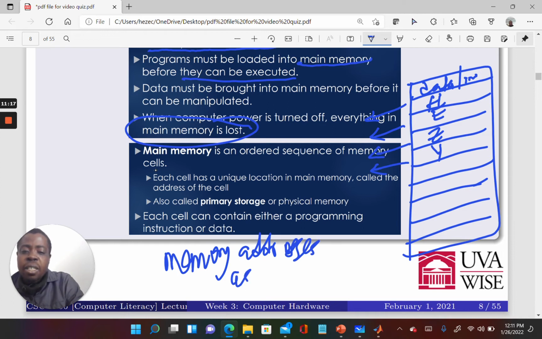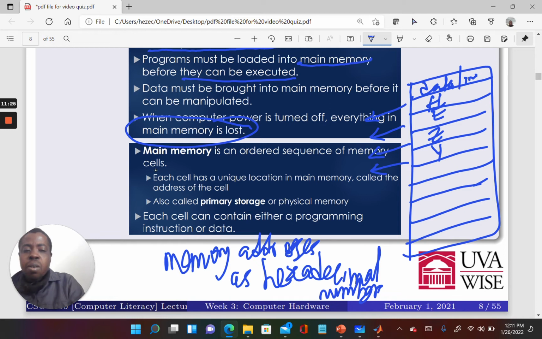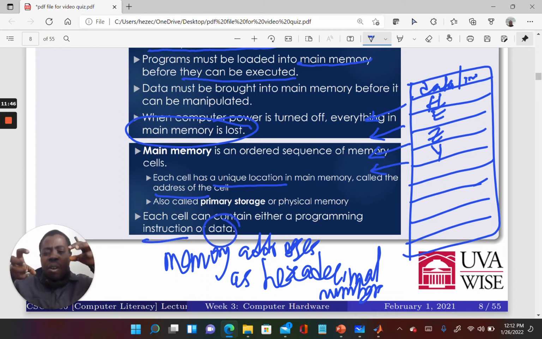Memory addresses are expressed as hexadecimal numbers. Once again, hexadecimal is base 16. I will show you more about that later on, okay? So each cell has a unique address called a memory address. Each cell can contain either what? Instruction or data. So in a memory cell, when you open it up, if you are able to see it, you can see either data or instruction inside the cell.